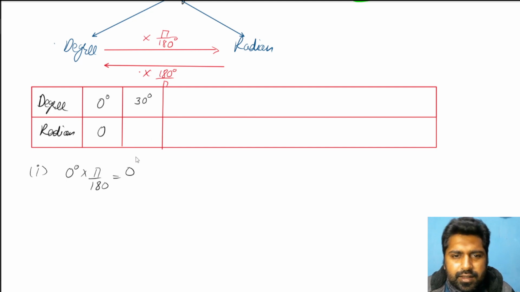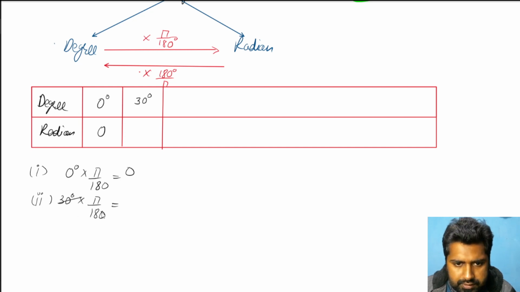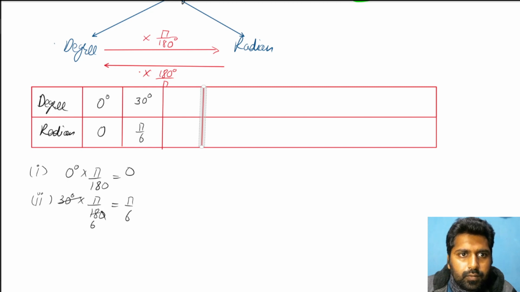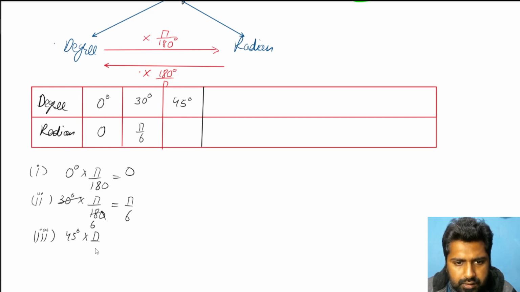Next, standard angle is 30 degree, so let's convert 30 degree. In order to convert into radian, I have to multiply pi by 180. And we keep our answer in terms of pi itself usually. So 30, 0, 0 cancel, and this will become 6. So basically pi by 6. Next, let's take 45 degree. So 45 degree into pi by 180. So that becomes 4, pi by 4.